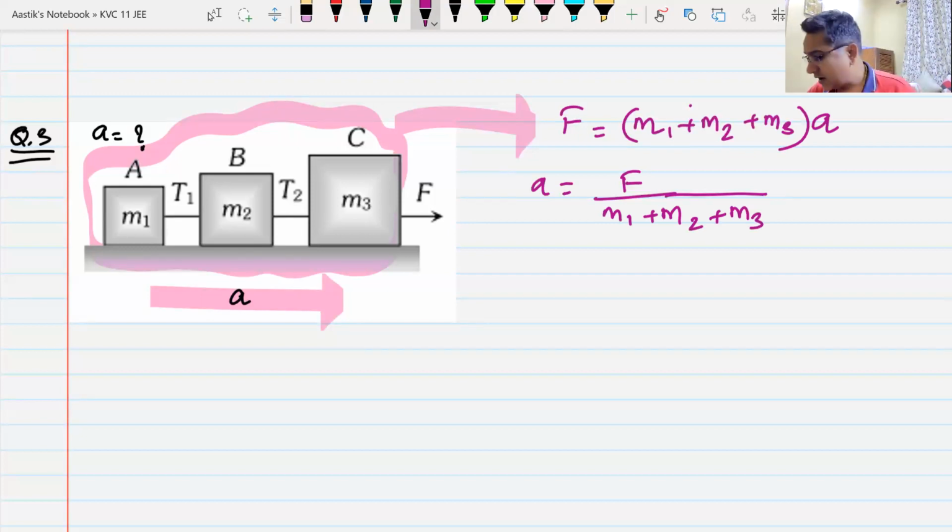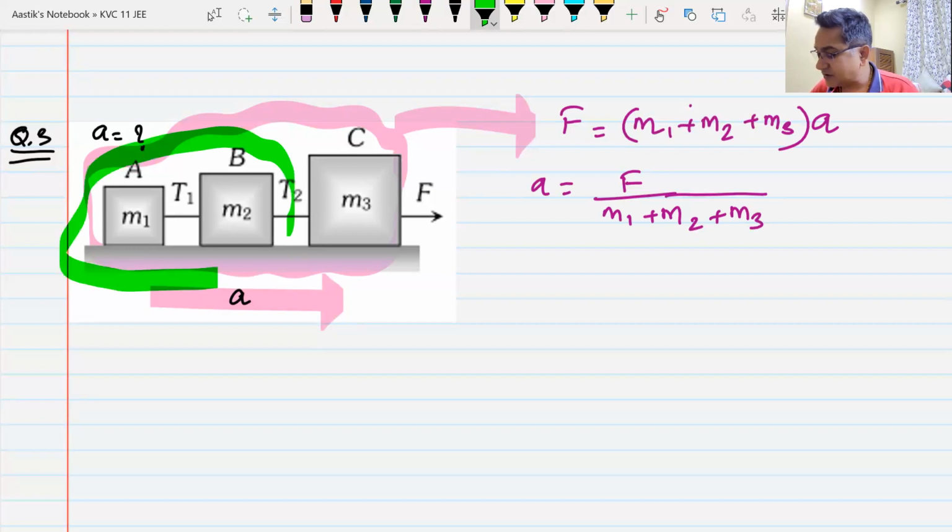Now, if I have to get the value of T2, what is the shortest way? To get the value of T2, you can take A and B as one system. If you take A and B as one system, there is only one force which is trying to pull it in the forward direction, and that force is T2. Do we understand this?